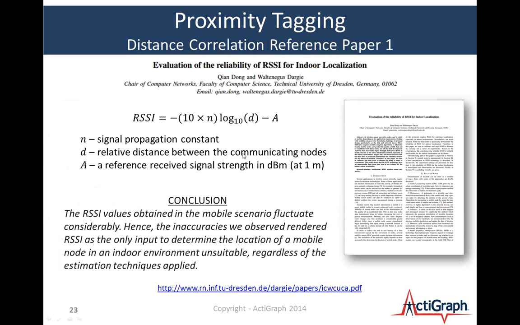But in their conclusions, they said that the RSSI values obtained in the mobile scenario fluctuate considerably, hence the inaccuracies we observed rendered RSSI as the only input to determine the location of a mobile node in an indoor environment unsuitable, regardless of the estimation technique applied. So just sort of reinforcing what we're seeing and what we're claiming. And so there's a link to this paper.